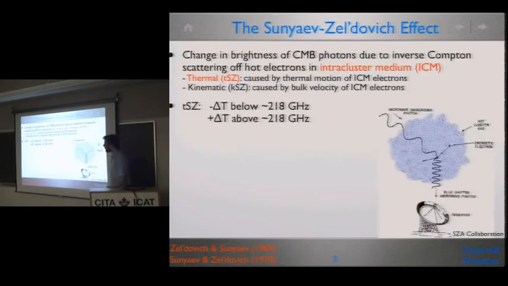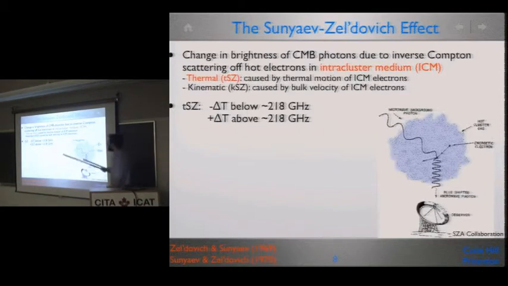All right, so a quick review. The SZ effect is what happens when you have a CMB photon traveling to us from the surface of last scattering. It inverse Compton scatters off of some hot electrons in the intracluster medium of a galaxy cluster. And this distorts the CMB spectrum in the direction of that cluster. You get a temperature decrement below this characteristic frequency of 218 gigahertz, a temperature increment above that frequency.